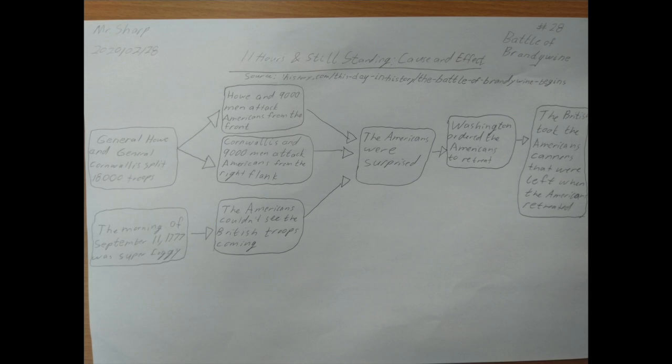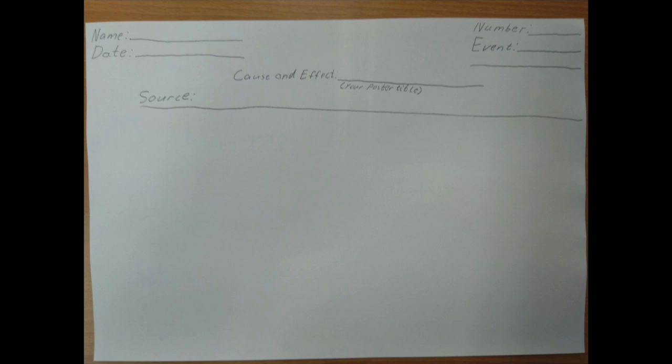You can see just Mr. Sharp, today's date, number 28. For the event, I wrote Battle of Brandywine. If you remember my example poster, it was at the Battle of Brandywine. The title of my poster was 11 Hours and Still Standing, so you see that's the title here. And for the source, I used history.com, so I wrote down the URL. If you do not know, URL is the part of a website, like at the top, the part that you type in. So let's look back at the original.